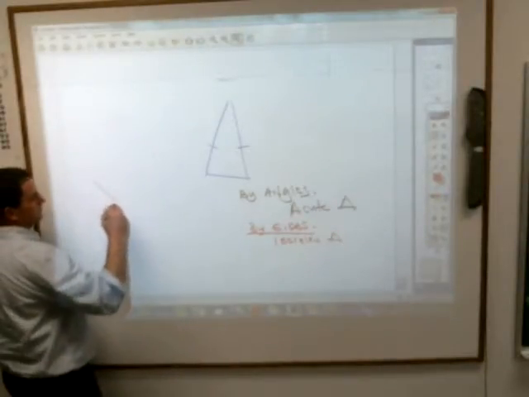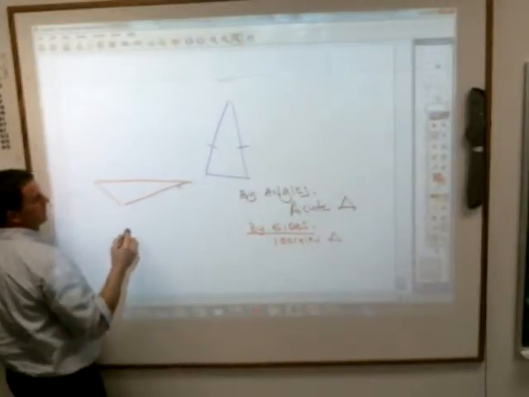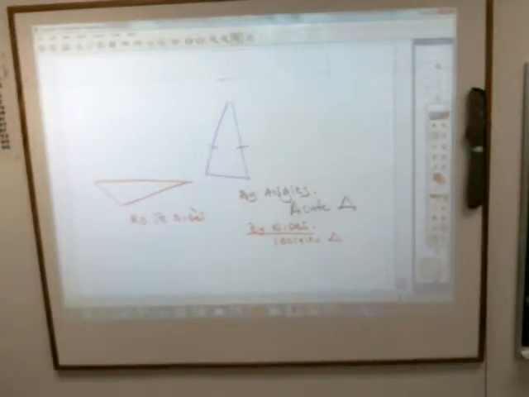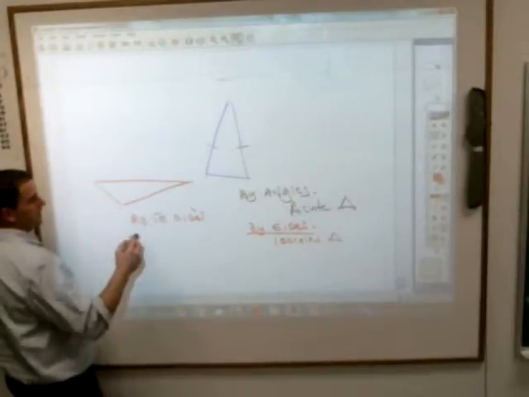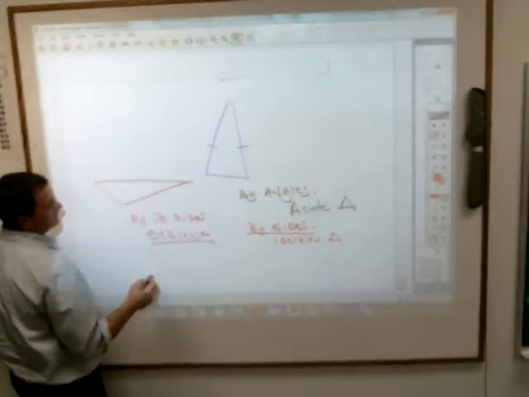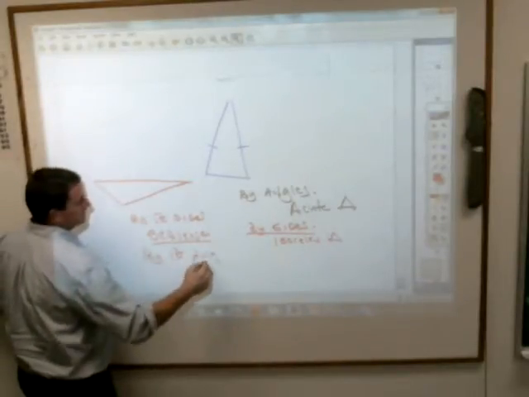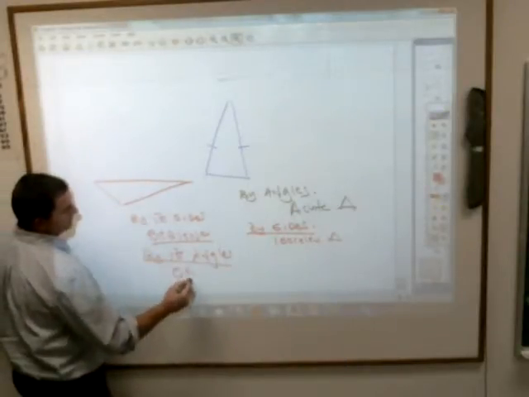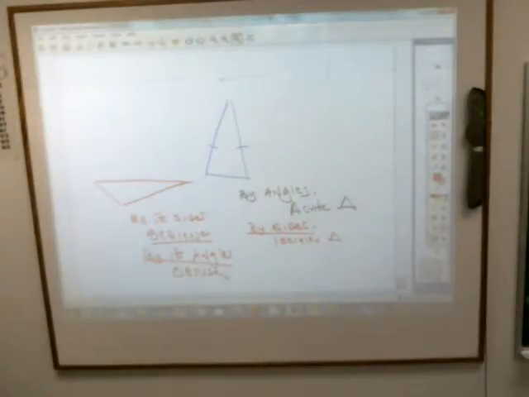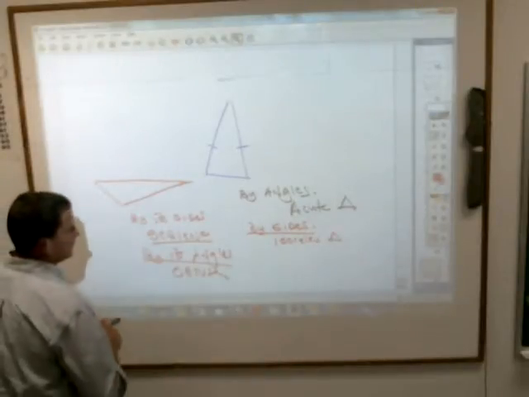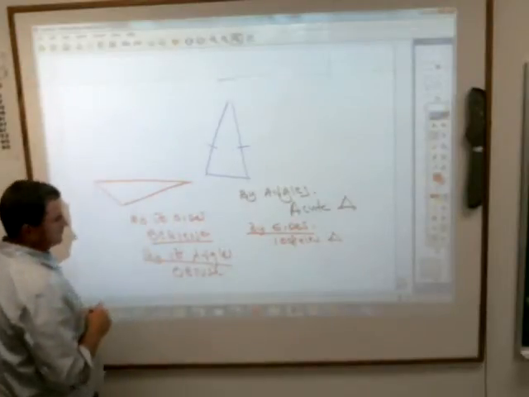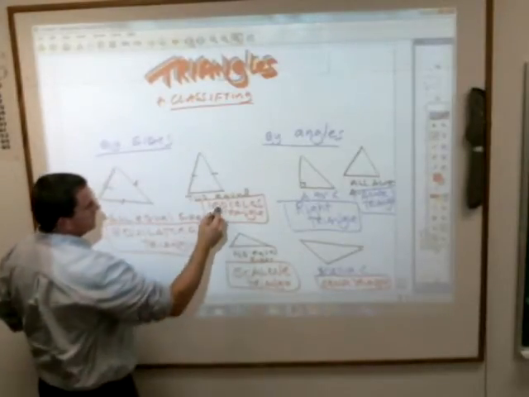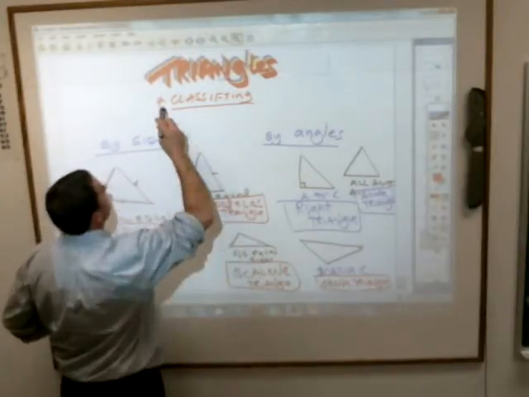How about this one? This one here, by its sides. What is that triangle by its sides? Alex? Scalene. Correct, scalene. By its angles, Logan? Obtuse. It is obtuse. Did I spell something wrong? Isosceles? Yeah, I always spell those wrong. Did I spell it wrong in the last one too? Yes, I did.